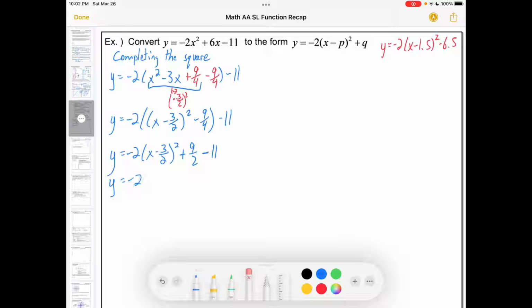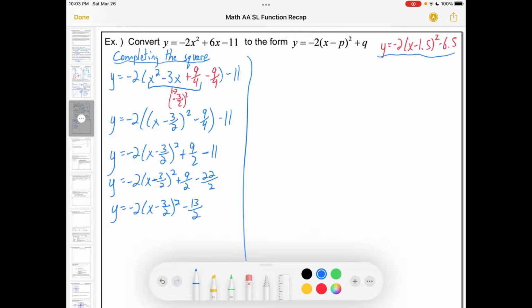Negative 2 x minus 3 over 2 all squared, and that would be plus 9 over 2 minus 22 over 2. Negative 2 x minus 3 over 2 all squared, minus 13 over 2, which is the exact same as this answer over here. I find that often students find this a painful way of doing it.